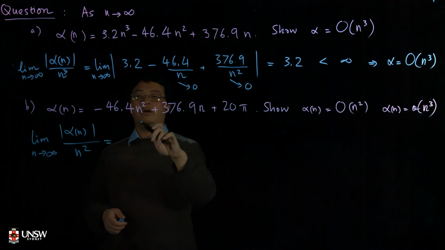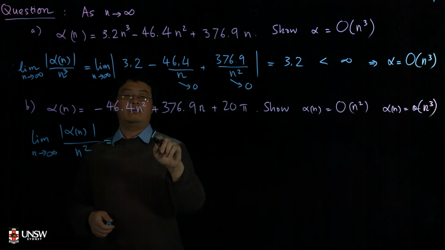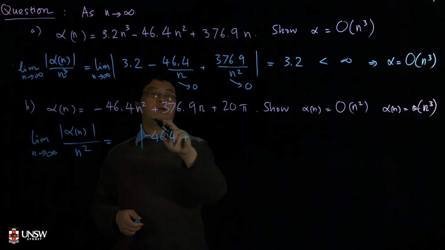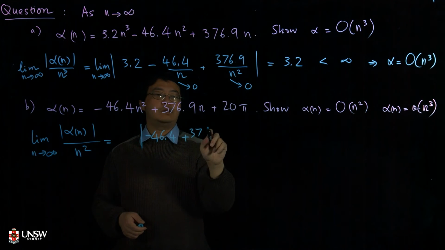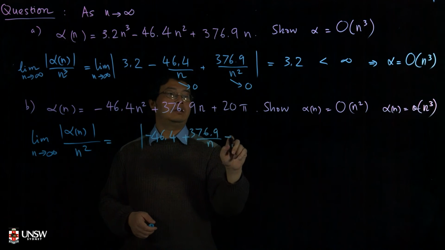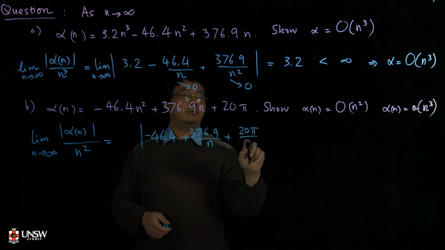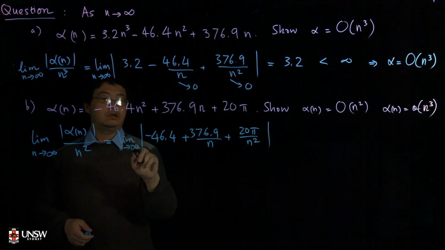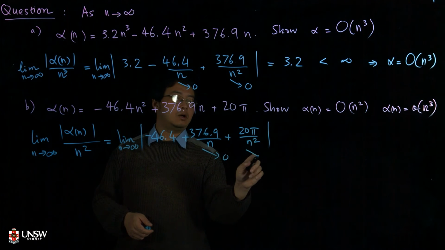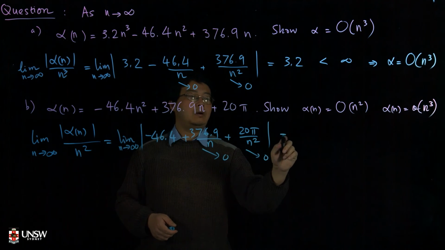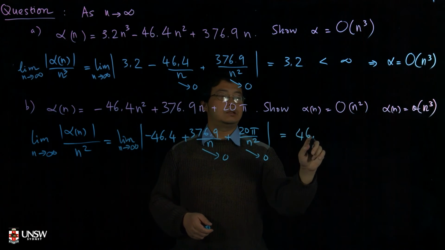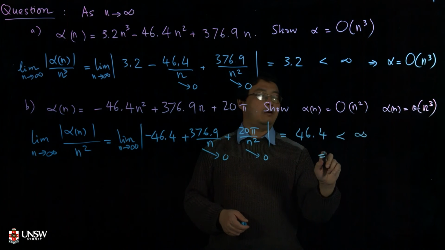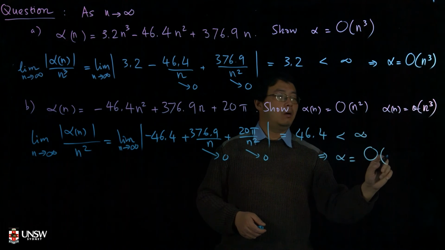And now, if you divide the first term by n squared, then you get minus 46.4. And then the second one, when you divide it by n squared, is 376.9 divided by n. And the last one is 20 pi divided by n squared. And now you take the limit as n goes to infinity. So the second term goes to 0, the third term goes to 0, only the first term stays constant. So this one will be 46.4. It's a finite number. So then we conclude that alpha is big O of n squared.